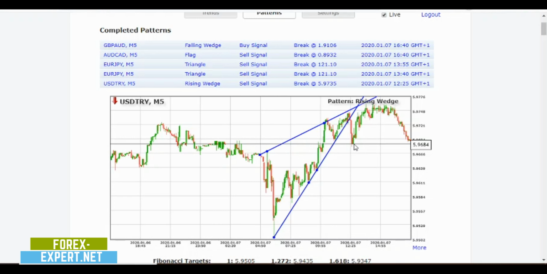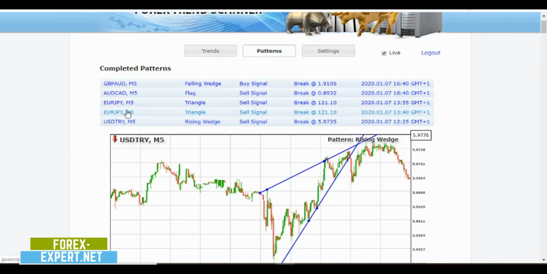Let me do the calculation. 16.35, 51 pips if I'm not wrong. So another profit for Forex Trendy users.